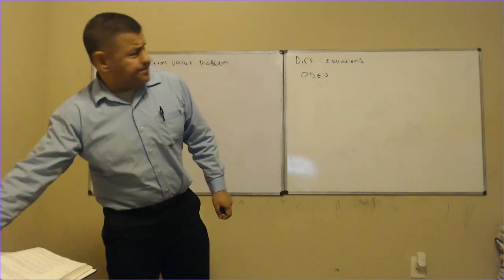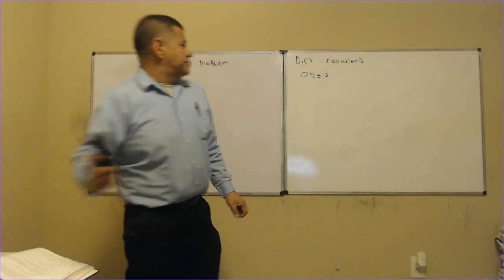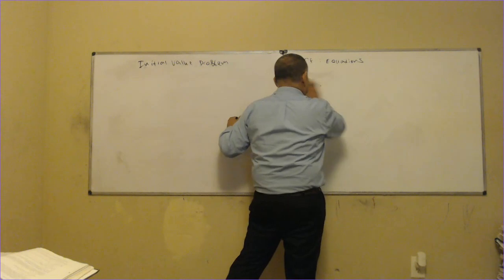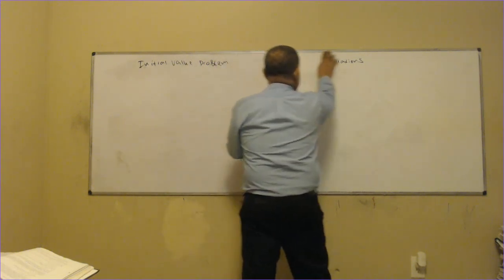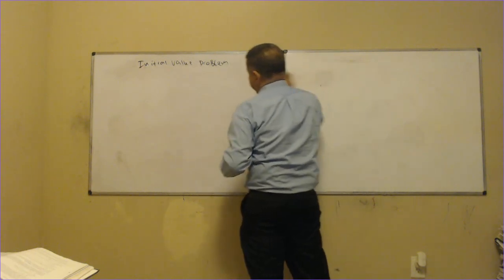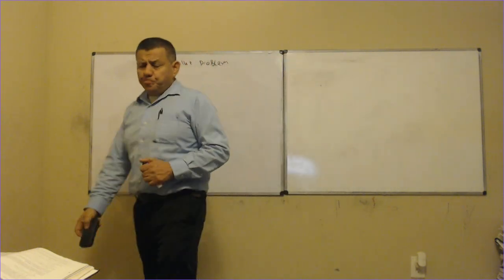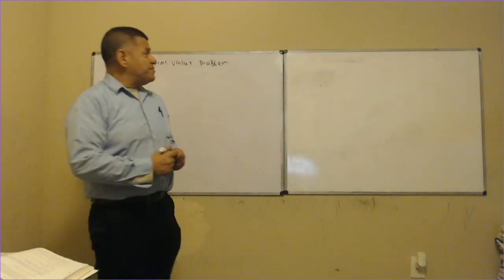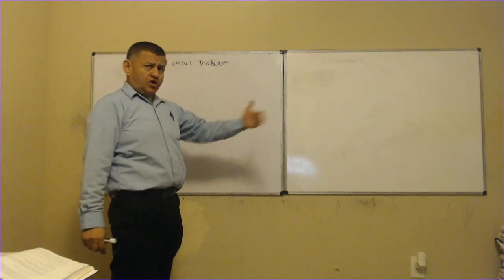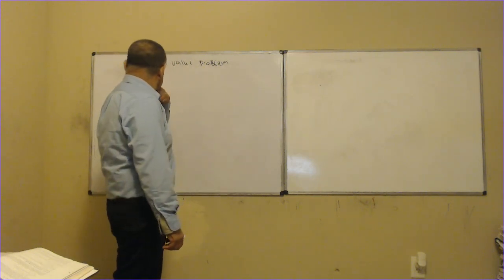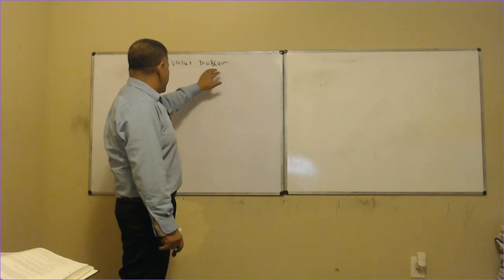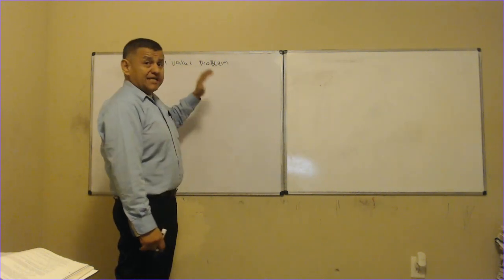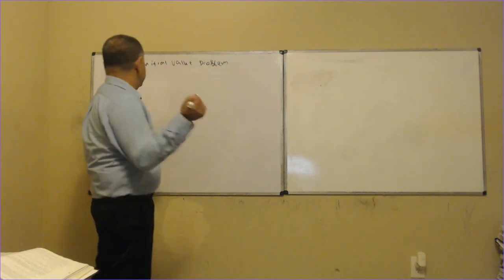So when a problem is given like this, we know the derivative is going to be given, right? Differential equations. And an initial value problem means that an initial condition has been given to us.